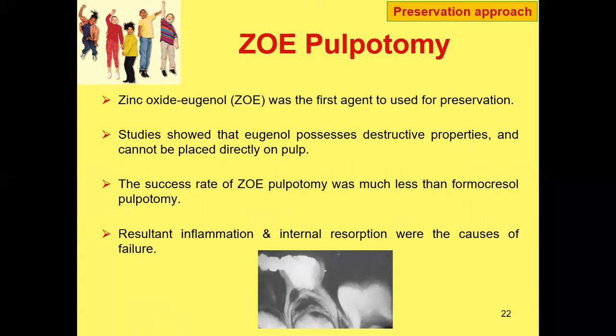But studies have shown that eugenol is destructive. The main problem is that eugenol is always an irritant, so it cannot be directly placed onto the pulp, and there will always be irritation of the pulpal tissue. So the success rate of zinc oxide eugenol pulpotomy was much less than that of formocresol pulpotomy. The major drawback is internal resorption because of the constant irritation of the eugenol. The resultant inflammation and internal resorption were the major failure of zinc oxide eugenol pulpotomy.